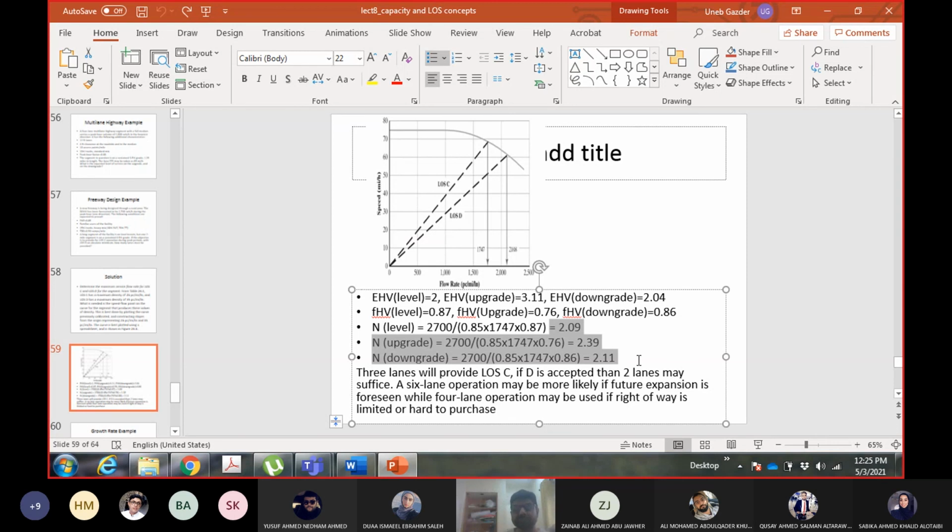If you don't want any of these conditions, you are happy with level of service D and have no future in mind, like most of the engineering students, then you provide 4 lanes. Then providing 4 lanes is enough.